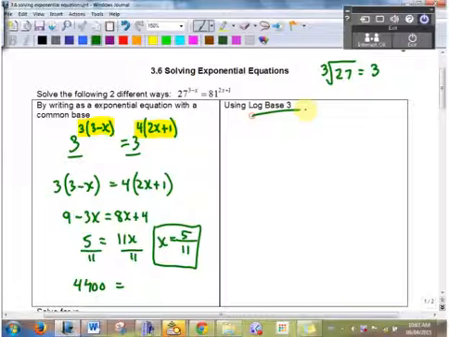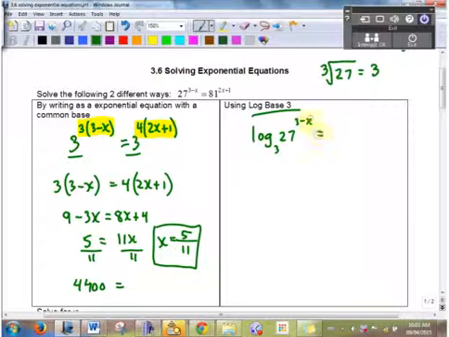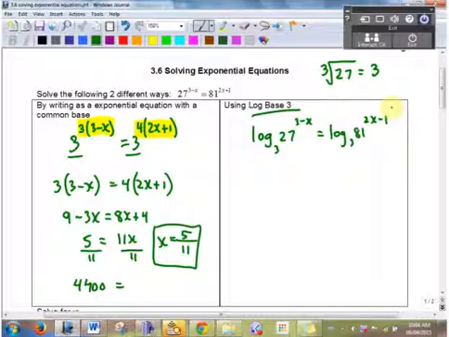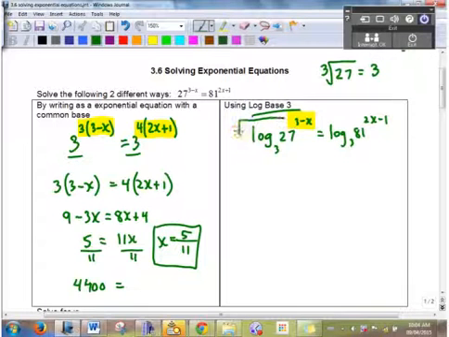Log base 3. Some of you guys are looking at that going, hey, I don't want to do that. I want to do this. How can I write 27 as a log base 3? Well, just like that. Take the log of one side. Whatever you do to one side, do to the other side. Okay? Now I want to solve it this way. What can I do with those exponents? 3 minus x and 2x minus 1. Use the power rule and chuck them out in front.